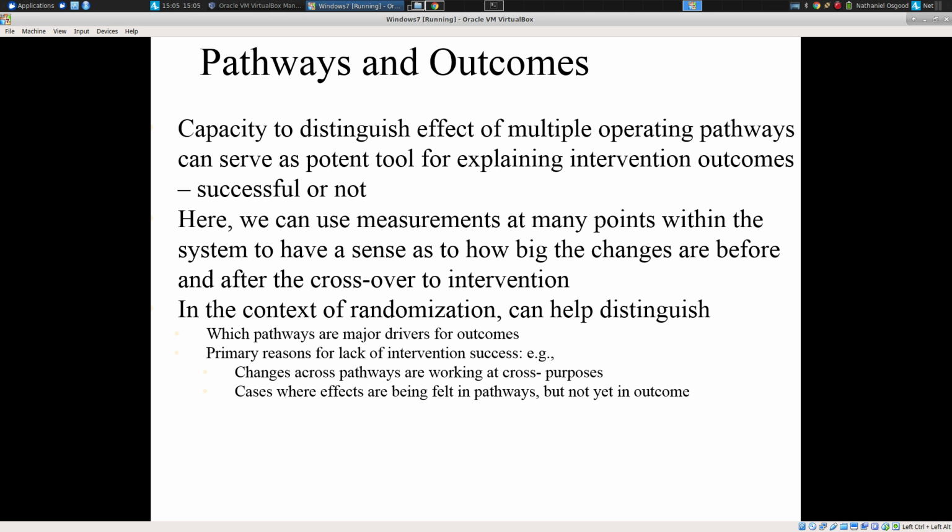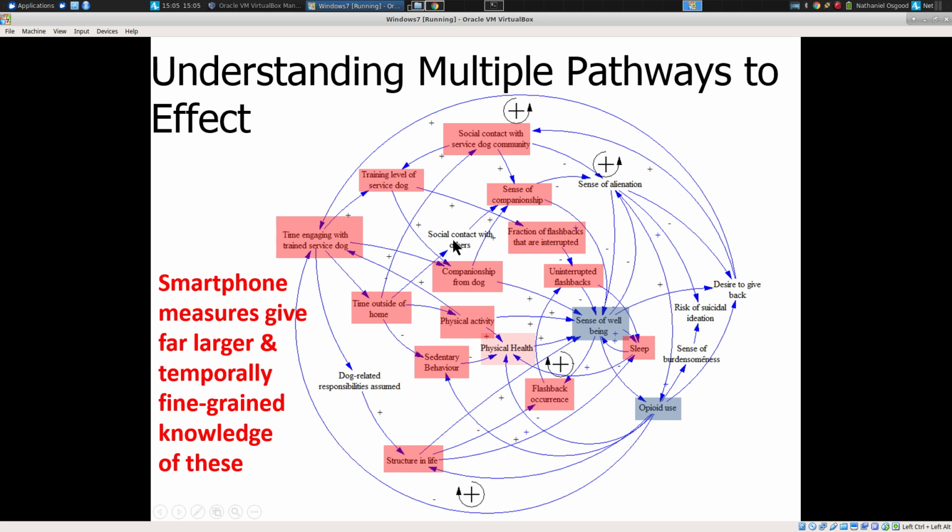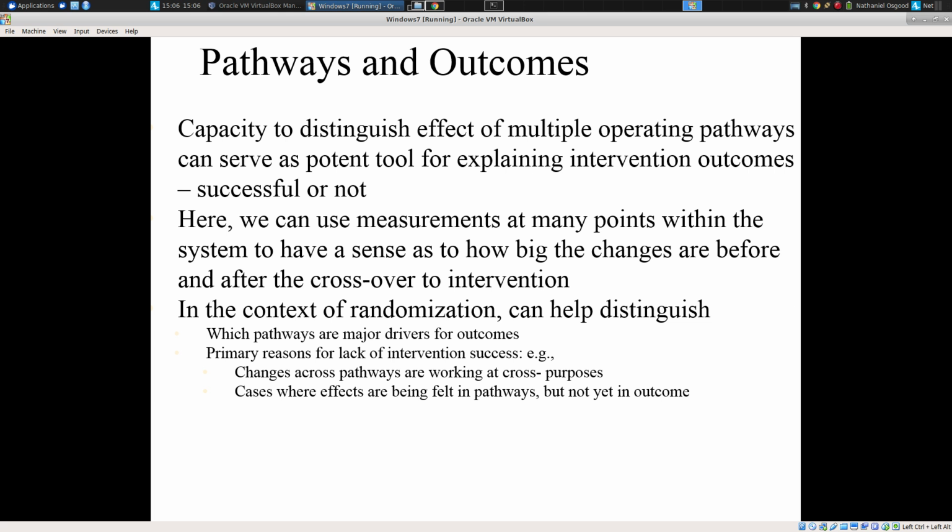Now, the opportunity here is to distinguish, using these different pathways, which of these pathways are most pronounced. When the dog came, did it really nudge their physical activity only minorly, but their sedentary behavior was reduced by a lot? Or do we see only modest change in each, and it's really structure in their life that was significantly changed in flashback occurrence? We can start to probe along which pathways did we see large effects, along which pathways did we see small effects compared to when they started in the study, which is prior to having a trained service dog.